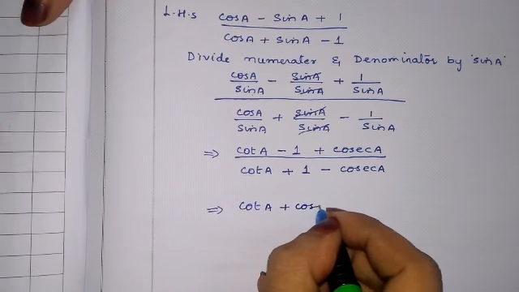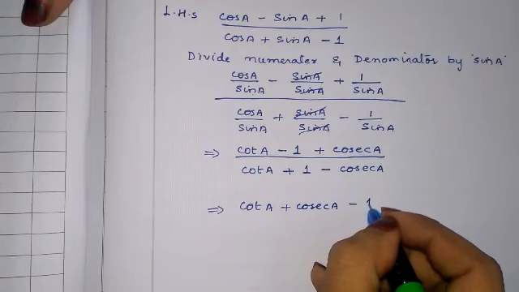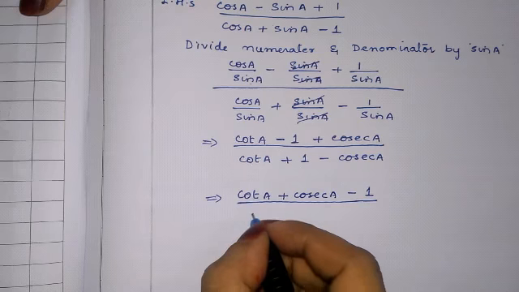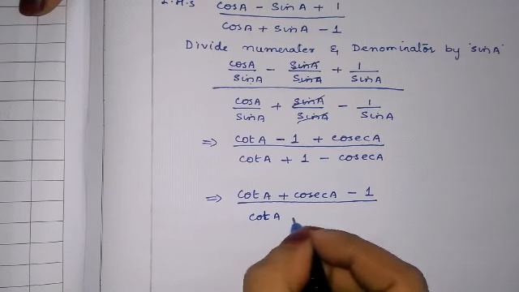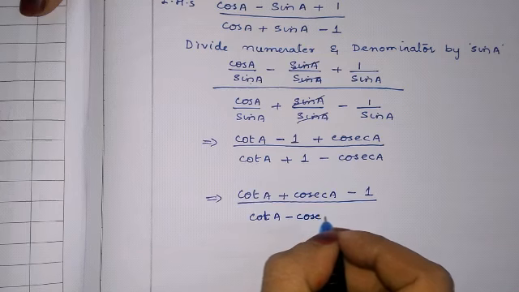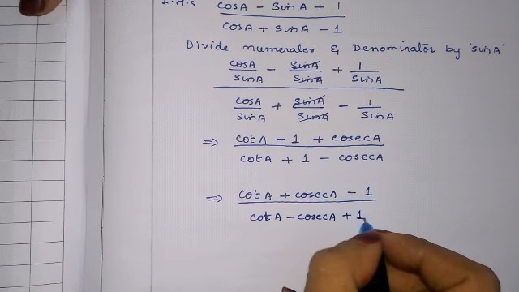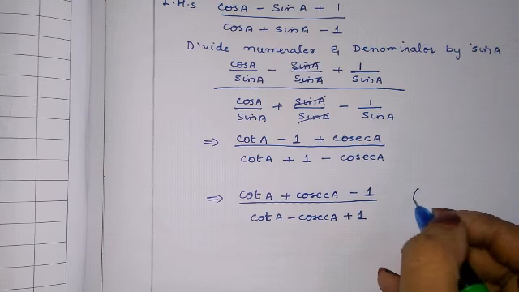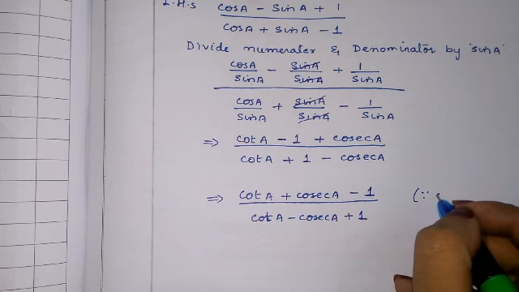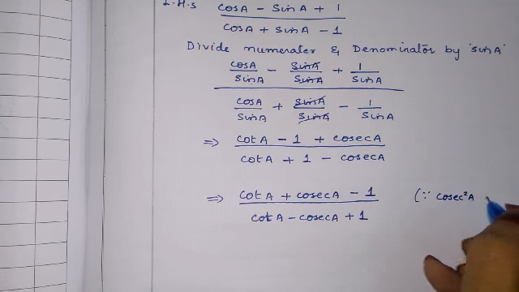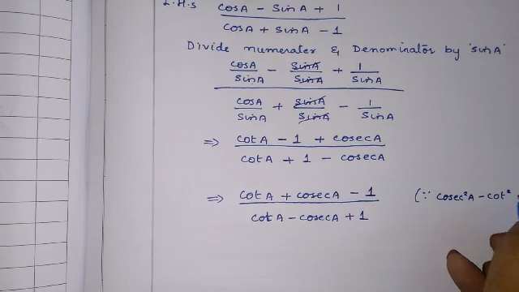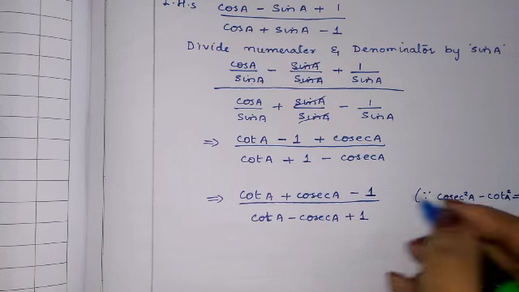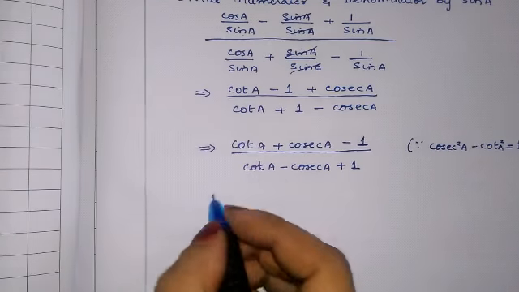Now in the next step, I'll bring this as cot A plus cosec A minus 1 upon cot A minus cosec A plus 1. Now in the numerator, the 1, I'll replace. We know that identity. They have told us to use the identity cosec square A minus cot square A equals 1. In place of 1, I am writing cosec square A minus cot square A in the numerator.